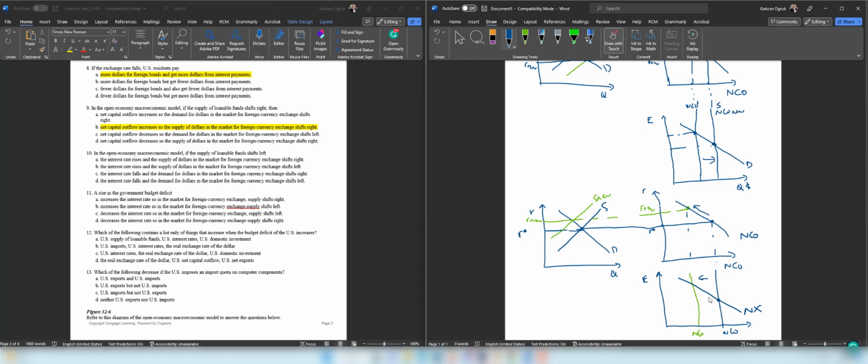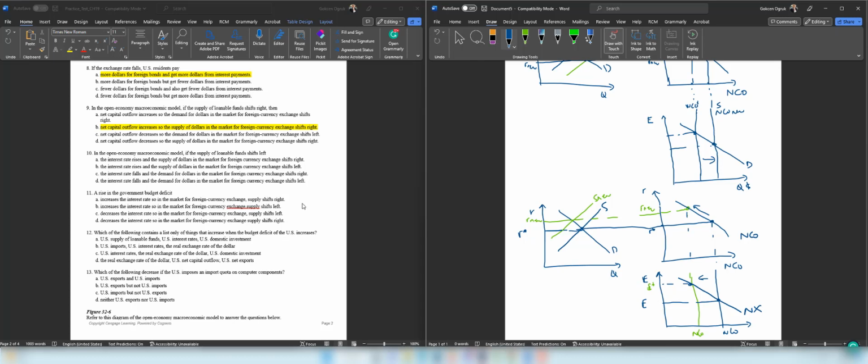So what happens in the exchange market? The exchange rate increases, therefore the new exchange rate appreciates. This is E star. This was the old one. This is the old exchange rate.